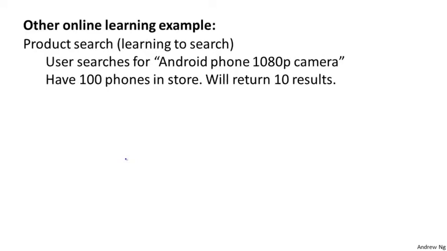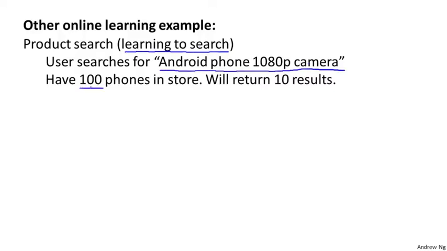Here's another example of an application to which you might apply online learning. This is an application in product search, in which we want to apply a learning algorithm to learn to give good search listings to a user. Let's say you run an online store that sells mobile phones, or cell phones, and you have a user interface where a user can come to your website and type in a query like "Android phone 1080p camera". 1080p is a type of specification for a video camera that you might have in a phone.